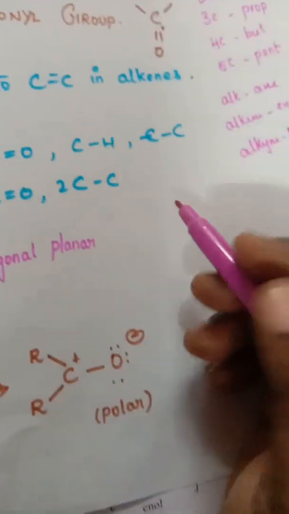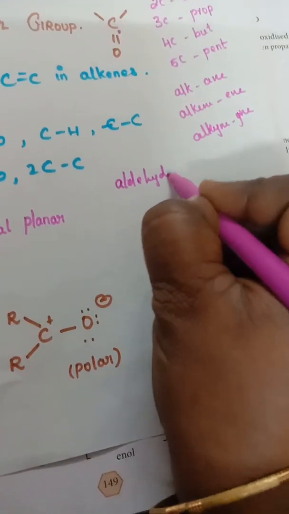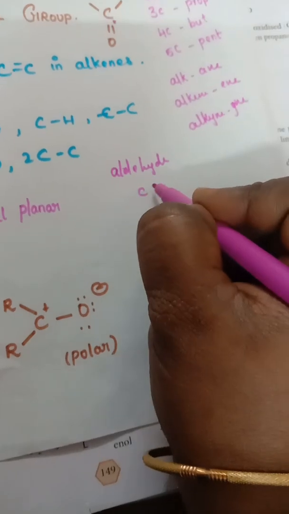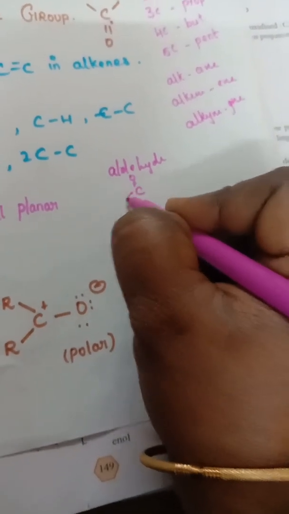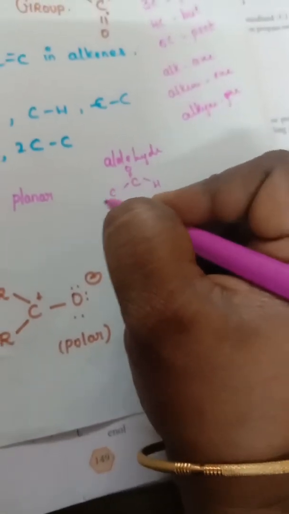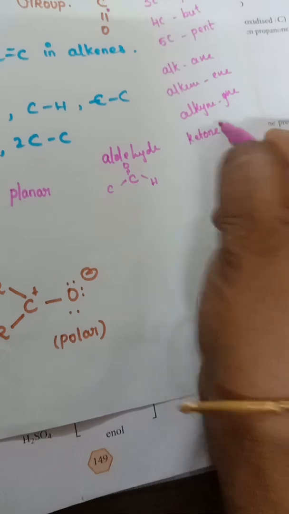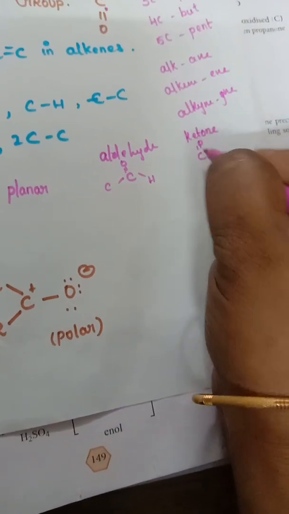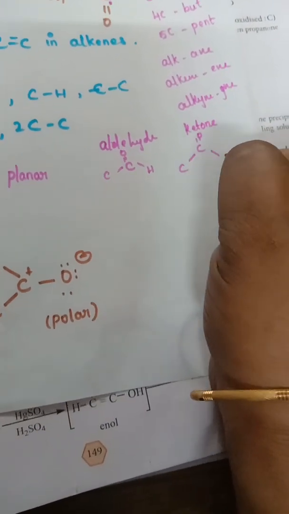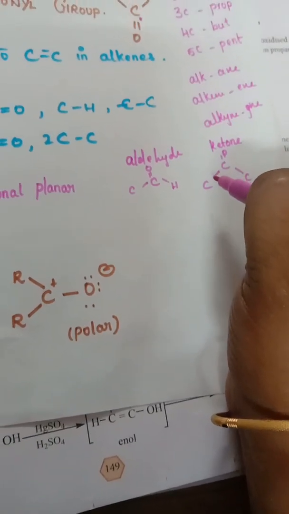So in the case of aldehydes, the C will be attached by a double bond to O. It will be attached to one carbon and there will be a hydrogen. Here it may be aryl, alkyl, any group. In the case of ketone, the C double bond O will be attached to one carbon group on one side and another carbon on the other. Both will be aryl groups, no? Okay, so you understood this, right?